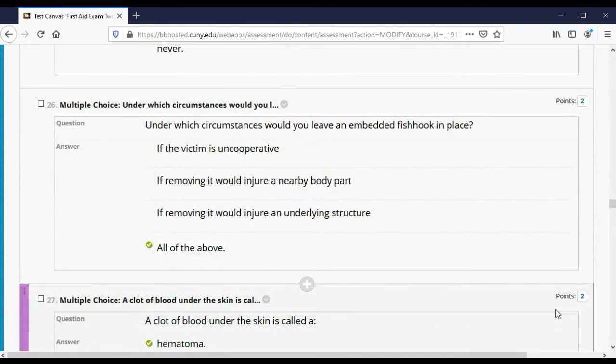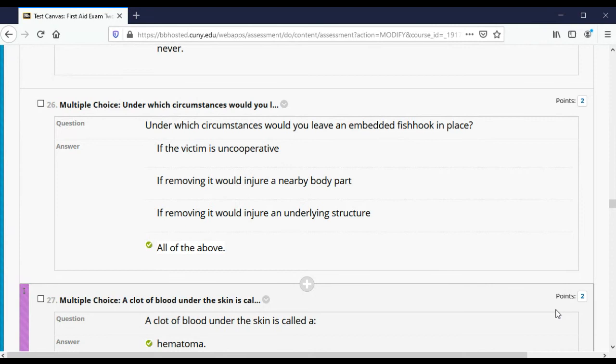Under which circumstances would you leave an embedded fishhook in place? If the victim's uncooperative, injury to a nearby body part, removing it would injure an underlying structure. Really, all the above. Some crazy wild fishermen, professionals, will just rip out fish hooks on their own and come into an emergency room just for a Band-Aid. That's not really appropriate care. A fish hook should really be left in place because of the barbed end. If you try pulling it out, you're definitely going to do much more damage. It should be removed by medical personnel.